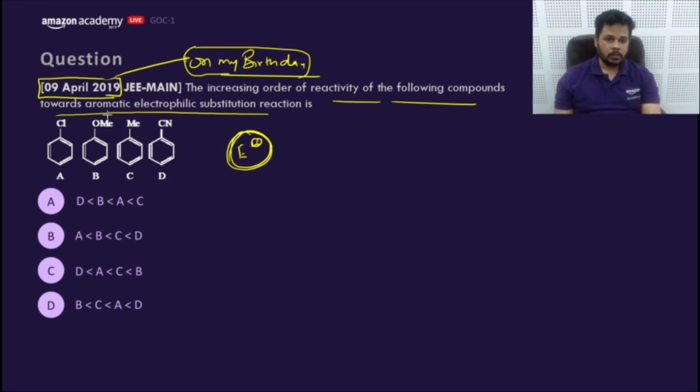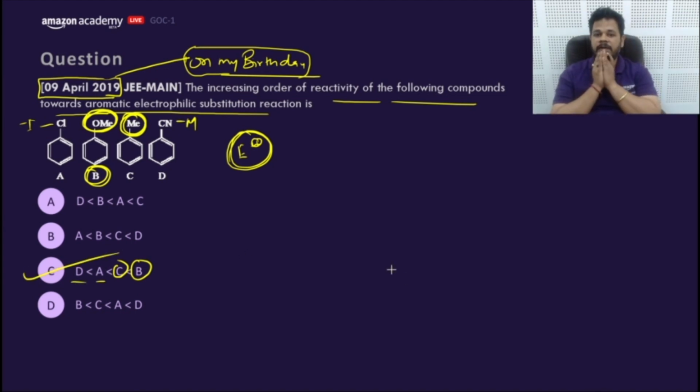Okay. So this is OMe, which shows plus M effect. This is Me, that means plus I and hyperconjugation. So firstly B, and then C, and this shows minus M, and this shows minus I. So that means A, and then D. The answer would be C.